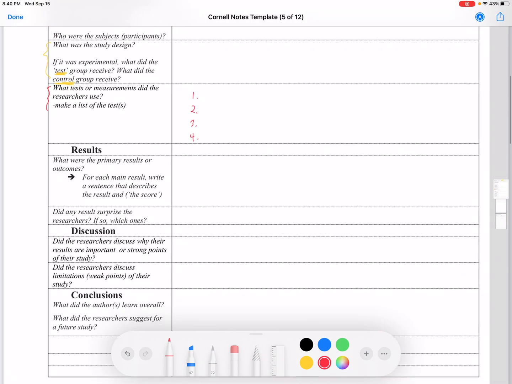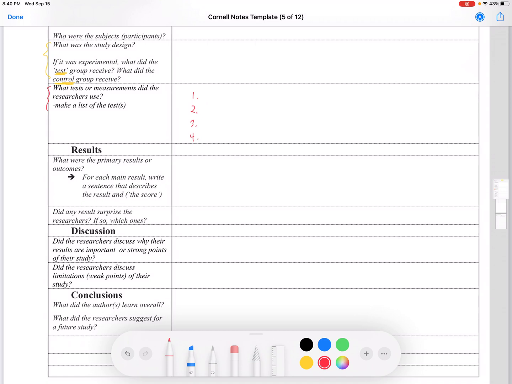In the results section, you must find what the primary results were. What does that mean? It means what the major results were. Okay, so you're going to have to look for that. It might be on tables, but it will also be written in a sentence. So for each main result, that will be linked to their objective. For each main result, write down a sentence that describes the result.